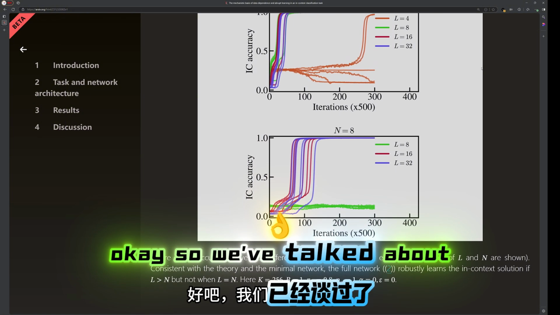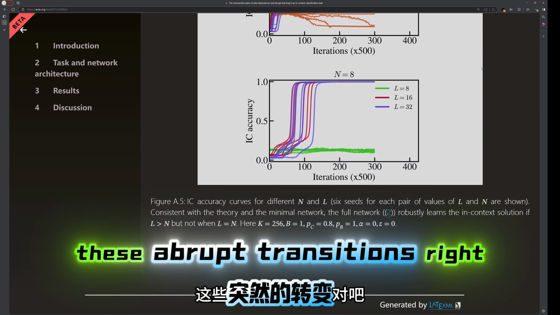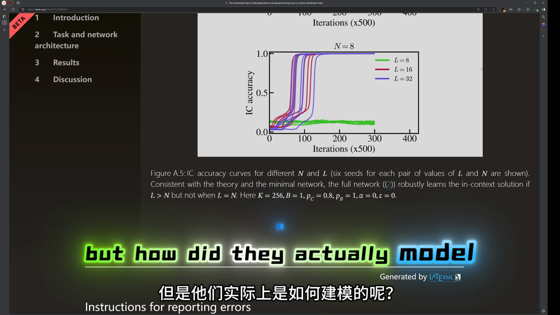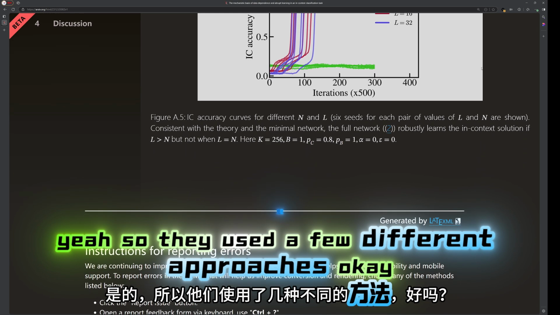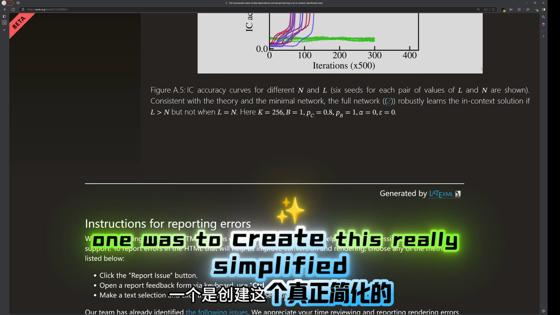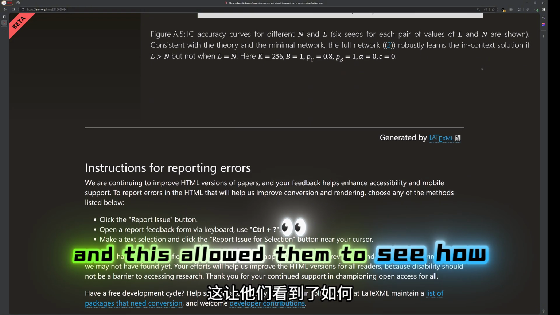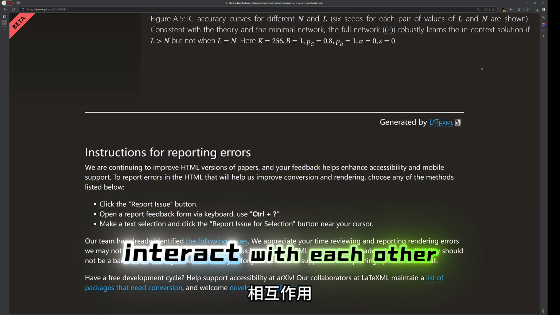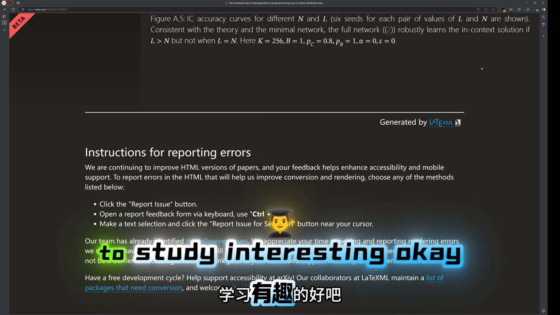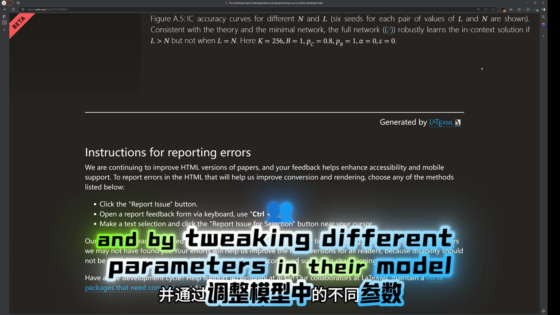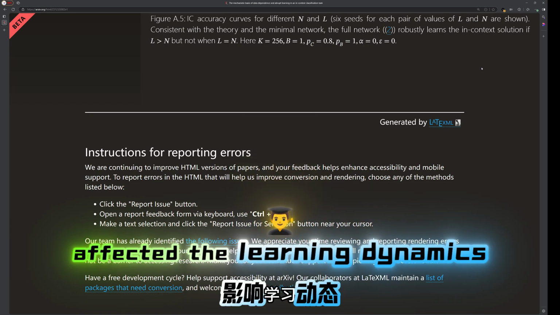Okay, so we've talked about in-context learning, the induction head, these abrupt transitions, but how did they actually model and analyze this whole process? Yeah, so they used a few different approaches. One was to create this really simplified mathematical model of the induction head. And this allowed them to see how all the different parts of the induction head interact with each other. So like building a miniature version of the induction head to study. Interesting. And by tweaking different parameters in their model, they could see how those changes affected the learning dynamics.